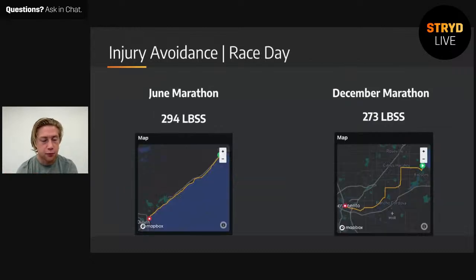And this also mattered on race day for that June marathon. My LBSS for that race was 294, where since I was running a shorter amount of time and I was maintaining that same impact loading rate, you can see my LBSS for CIM in December was 273. So I didn't have to put those same LBSS scores into training because I kind of had a feeling that my LBSS demands would be lower for this training cycle.